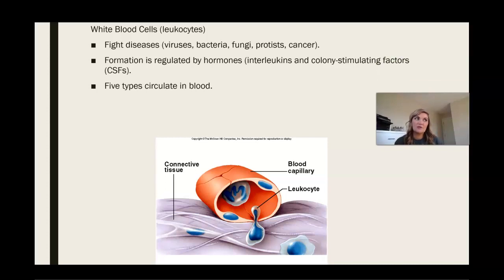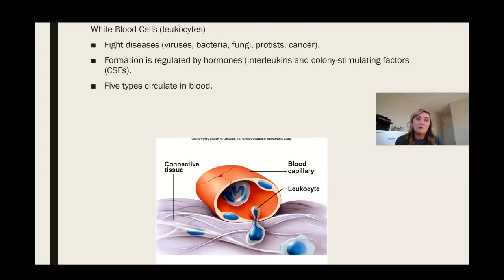So, talking about these different types of leukocytes, leukocytes is going to mean white blood cell, and you might see that abbreviated with WBC. These are going to be important because their job is to fight diseases. So they'll fight things such as viruses, bacteria, fungi, protists, and even cancer. Those natural killer cells, for example, are very important in fighting cancerous cells that are within your body. And the way they do that is they go around and poke holes in the cell membrane of those cells, which causes them to rupture and destroys them.